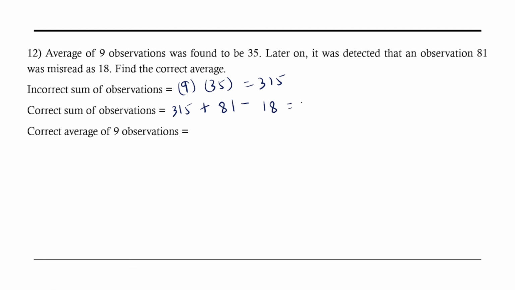So it is 378. Now the correct average of these 9 observations will be the correct sum divided by 9. So this is equal to 42.